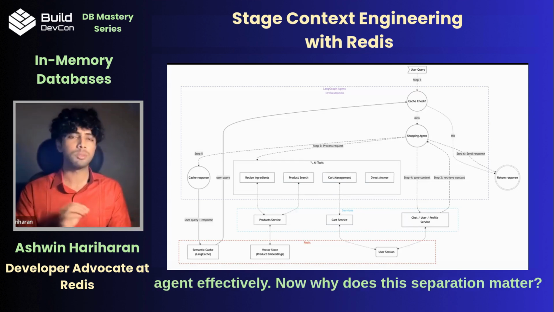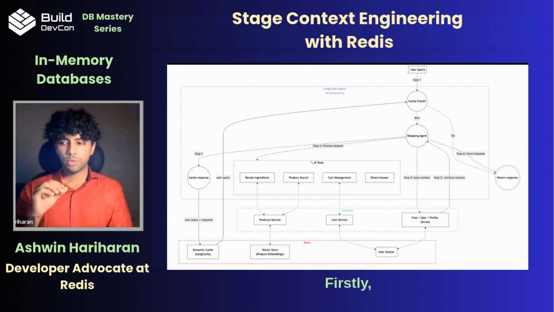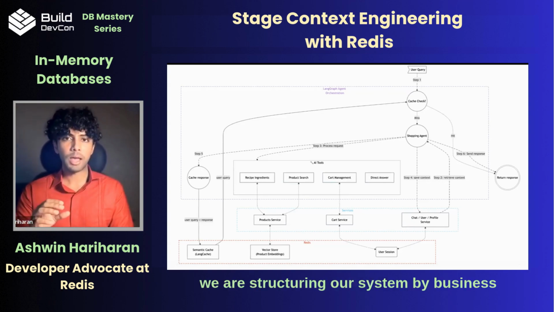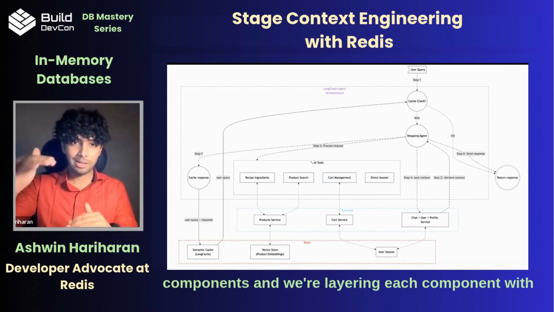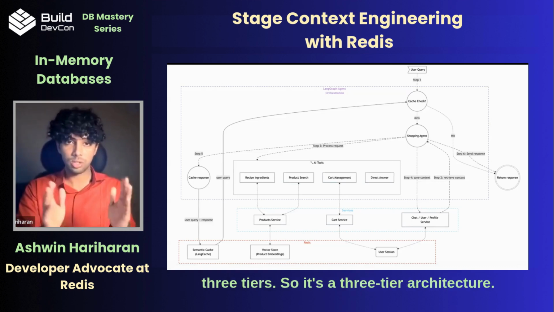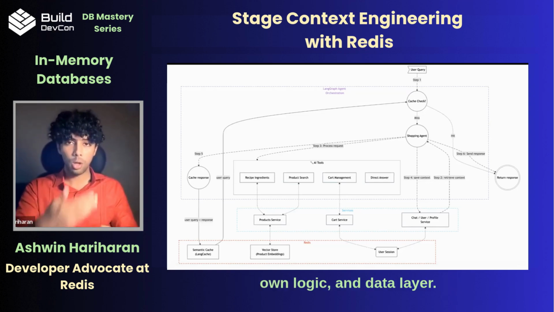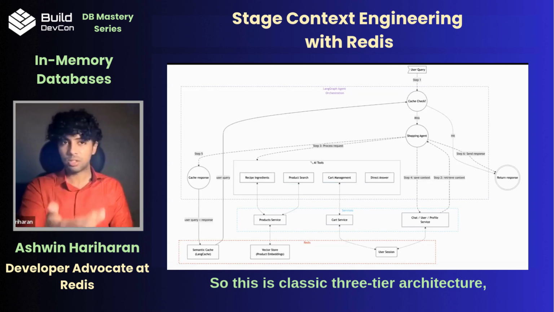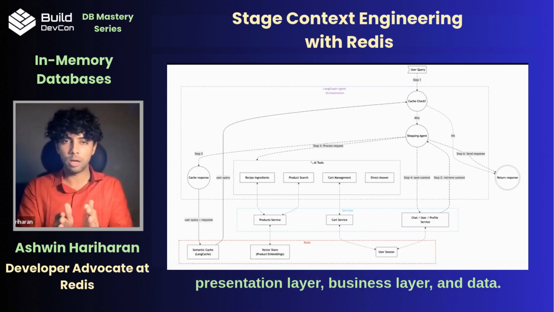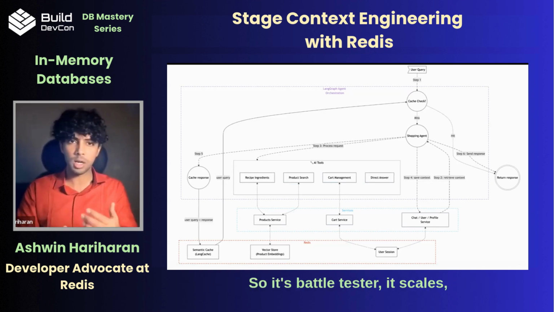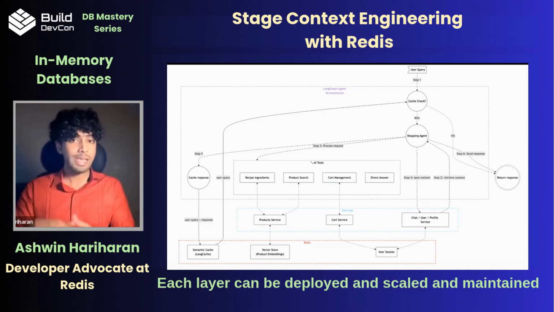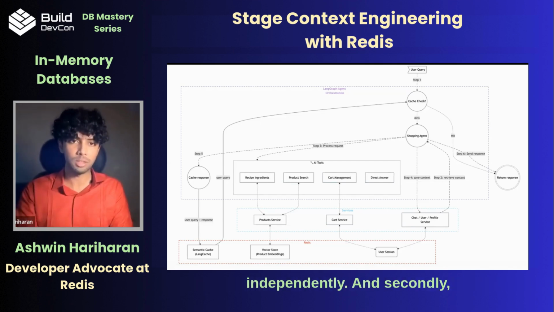Now, why does this separation matter? Firstly, we are structuring our system by business components, and we're layering each component with three tiers. So it's a three-tier architecture, okay? Every component has its own API, own logic, and data layer. This is classic three-tier architecture: presentation layer, business layer, and data. So it's battle tested, it scales, it's microservices friendly. Each layer can be deployed and scaled and maintained independently.